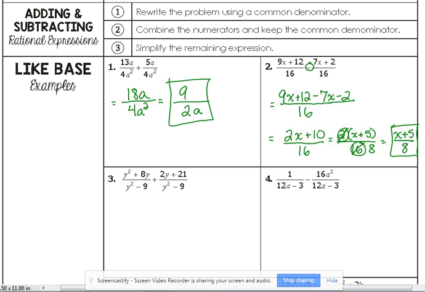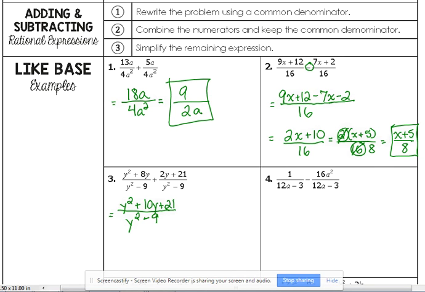Okay? Let's look at number 3. We have the same denominator, so we're good. Let's write it down. Now, this one's just adding, so I'm just going to go ahead and combine like terms. I'm not going to take that extra step that I did in number 2. So y squared in the numerator, that's the only one I've got. I've got an 8y plus a 2y, so that's plus 10y and plus 21. I'm just combining like terms.